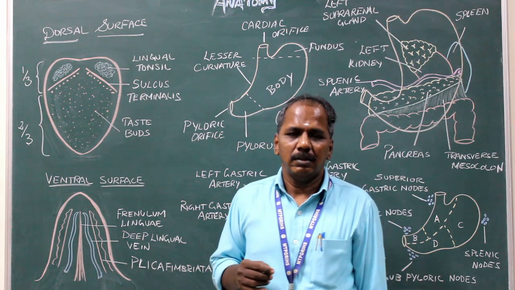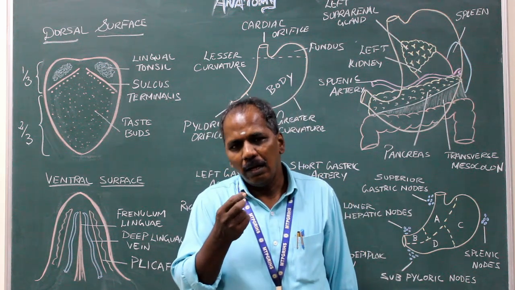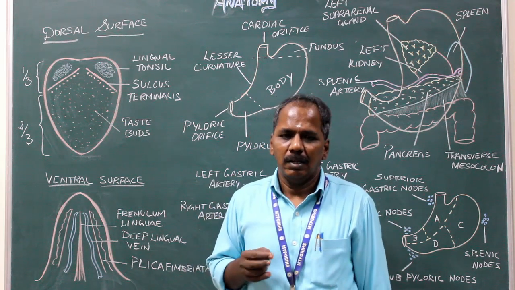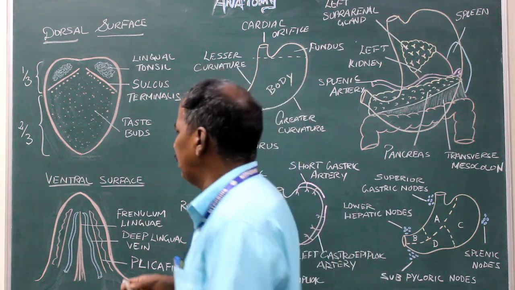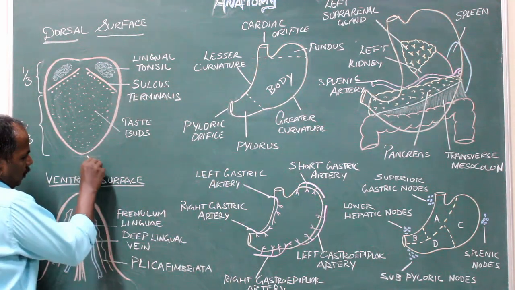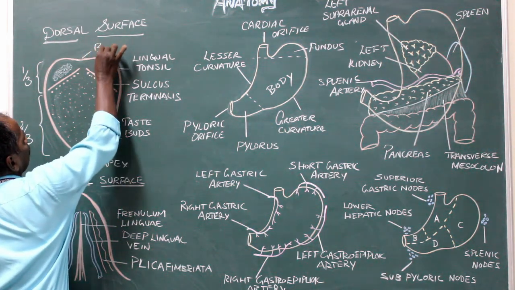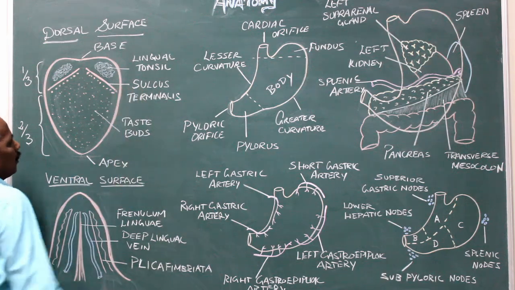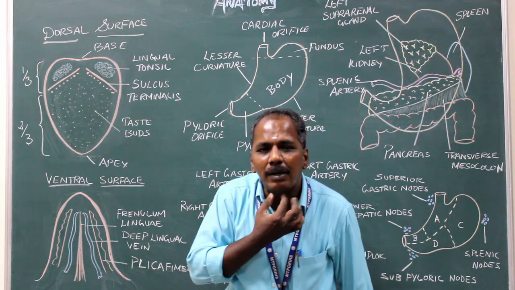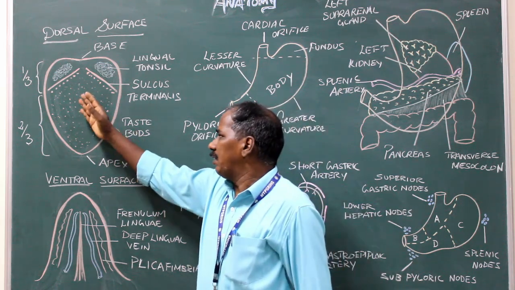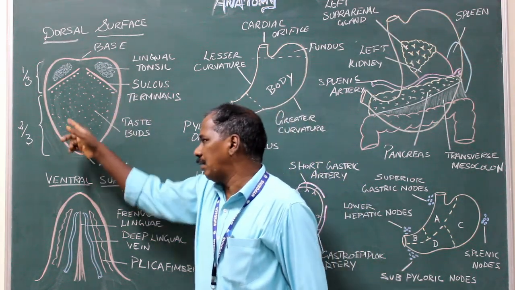Tongue is a movable muscular organ situated in the oral cavity. General features. It has an apex and a base. The base is attached to the mandible and the hyoid bone. Two surfaces, dorsal surface and the ventral surface, and two lateral borders.